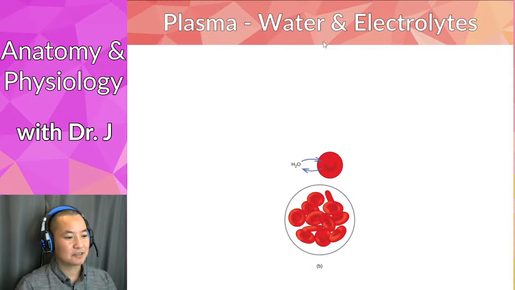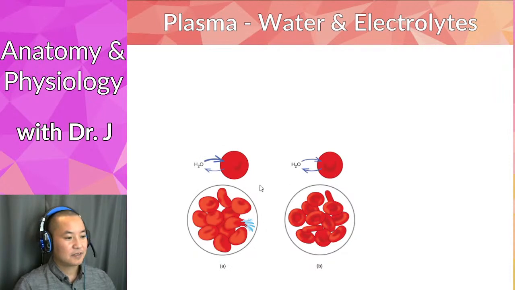Okay, so here we have normal water balance and homeostasis. Again, it's all due to not just the amount of water, but also the amount of electrolytes on the outside of the cell, in the extracellular fluid, and also the amount of electrolytes and solutes on the inside of the cell, or intracellular fluid. Now, if you have too much water and it's too dilute on the outside, what we call a hypotonic solution, you'll have more water flowing into the cell, and this could eventually cause them to swell and rupture.